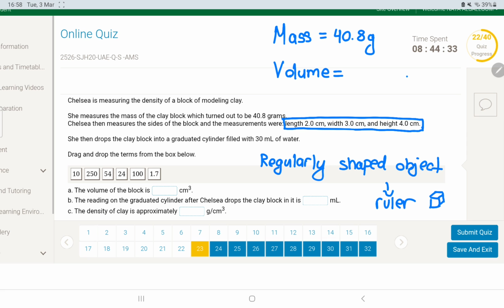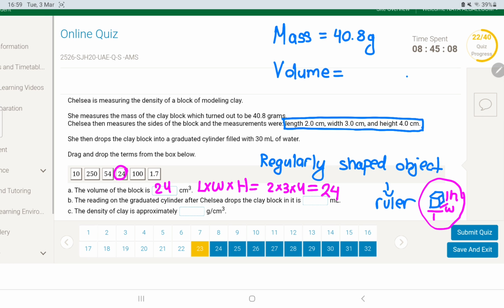Okay? So what do you think she did here? She measured the length and the width and the height. Right? So now what do you have to do? You just have to multiply them. So length times width times height is equal to 2 times 3 times 4, which is equal to 24. So what's the volume? 24 centimeters cubed. Why? It's a regularly shaped object. It's just a normal block. So you can measure its dimensions, right? Length by the width by the height. Then you multiply them and you get 24.